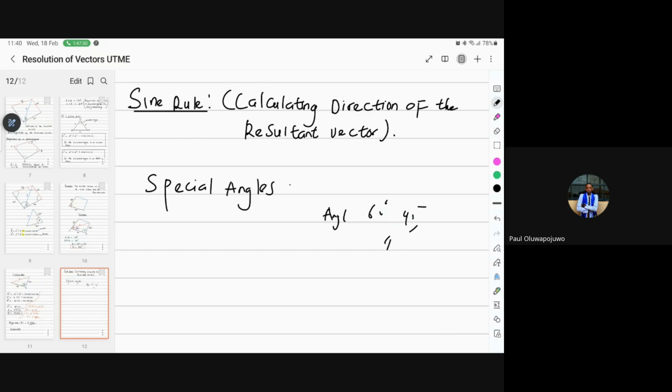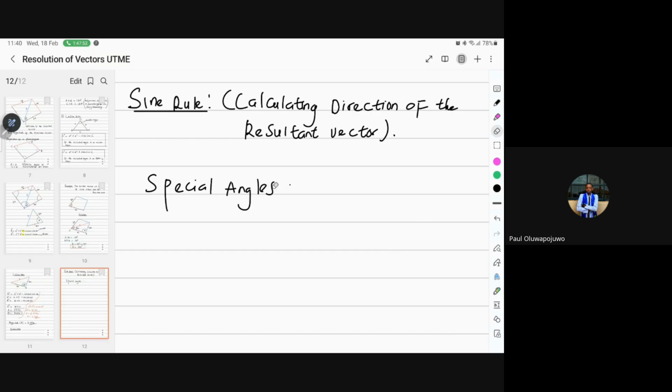Cos 30 should be √3/2. Cos 60 should be 0.5, that's 1/2. Sine 60 should be √3/2. One of them should be 1/√2 or √2/2. So just go and learn about your special angles. Google it. That table is a table you should know for your special angles, right?